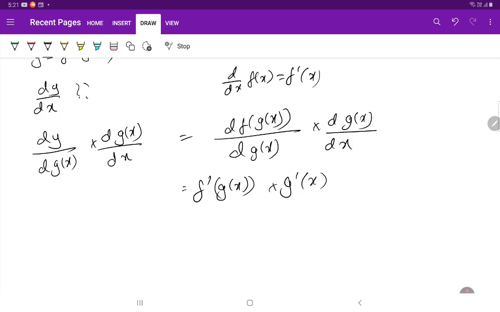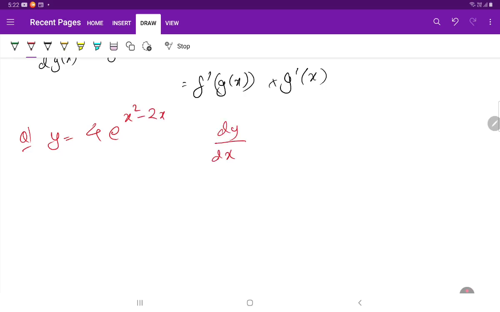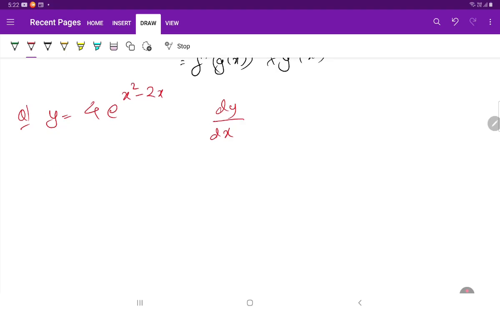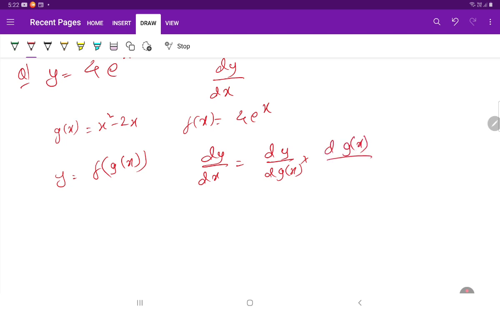Let us take some examples. You'll get what I mean. Suppose you have the function y is equal to 4 e to the power x square minus 2x. What will be dy by dx? Let us explain. Suppose you take the function g of x to be x square minus 2x and f of x to be 4 e to the power x. So I can write that y is basically given as f of g of x. Hence dy by dx can be written as dy by dg of x into d of g of x by dx.